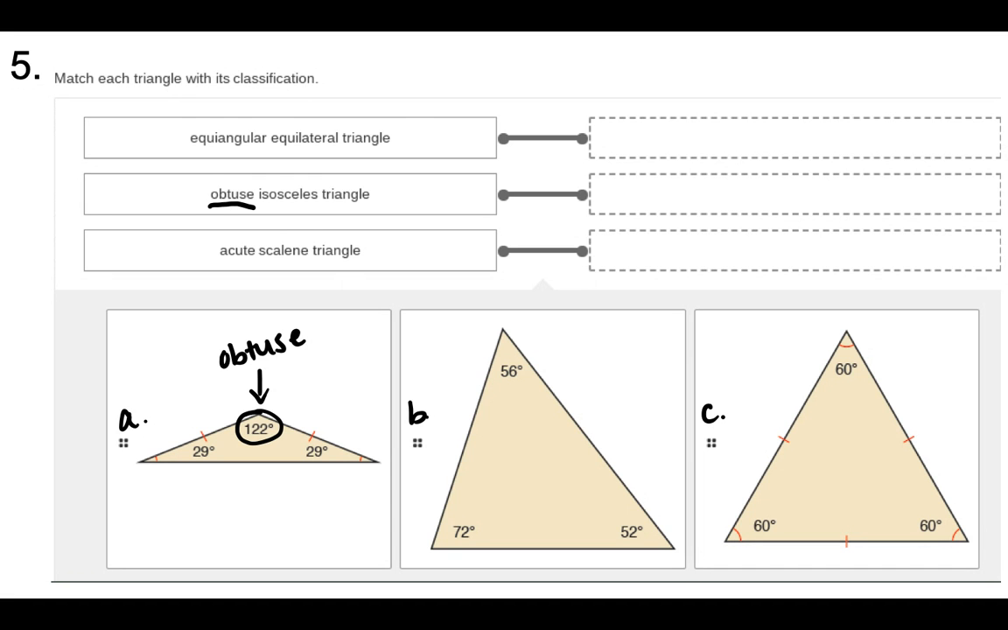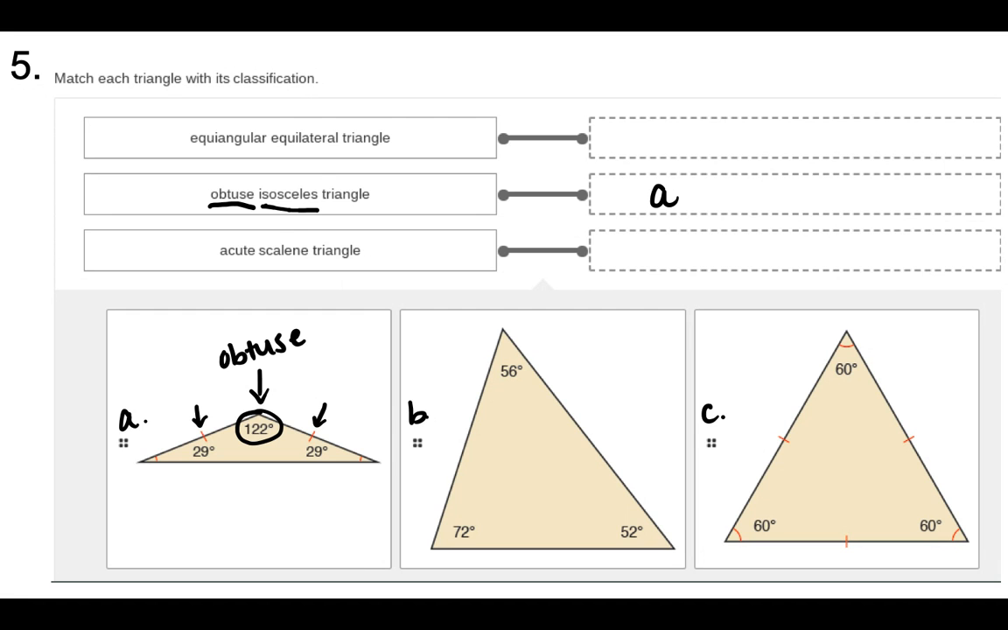Then I'm just going to check. Let's look at the sides. I see a line right there and a line right there. That means that those two sides are congruent. And remember, with isosceles, I saw two E's in isosceles. That means that there are at least two congruent sides. So this is, in fact, an obtuse isosceles triangle. So that is going to be A.